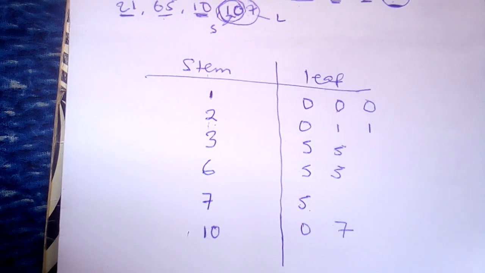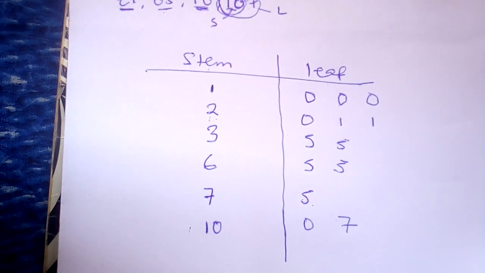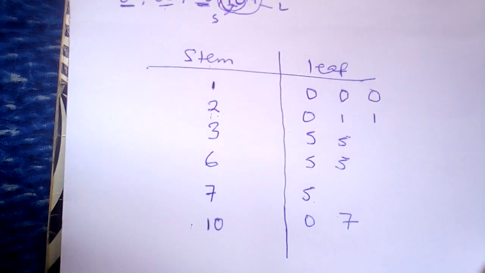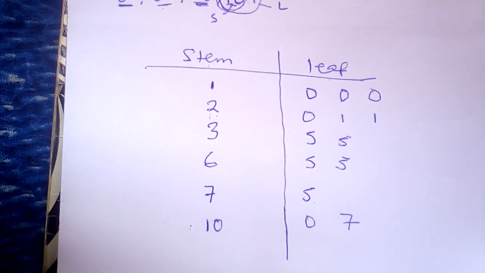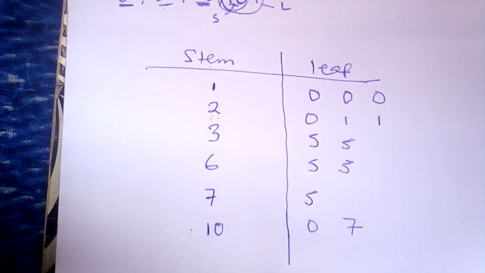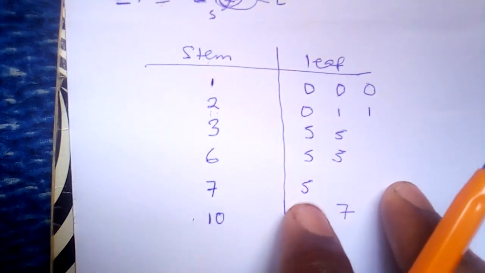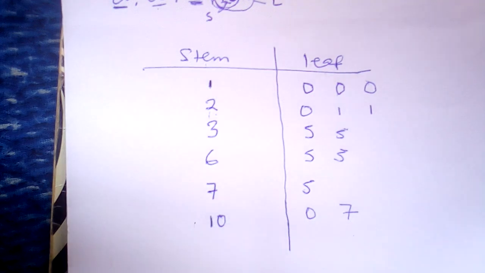The other thing that may come in is which one is the median, which one is the mode, which we may do some other time when you understand how to draw it. But for now, you know how to draw the stem and leaf. So this one ends here.